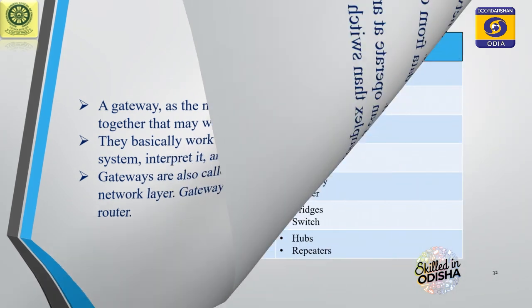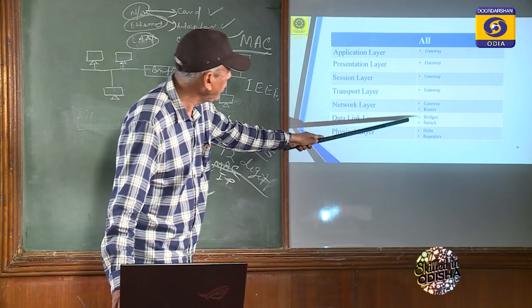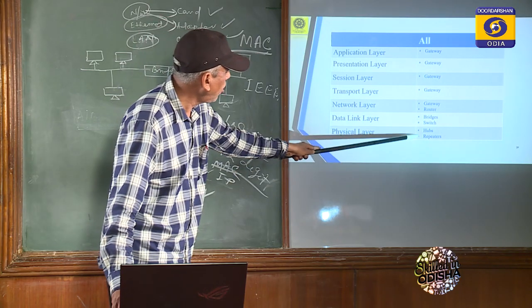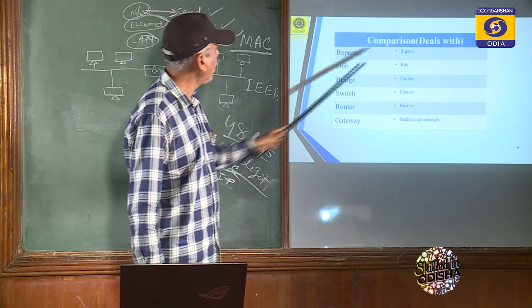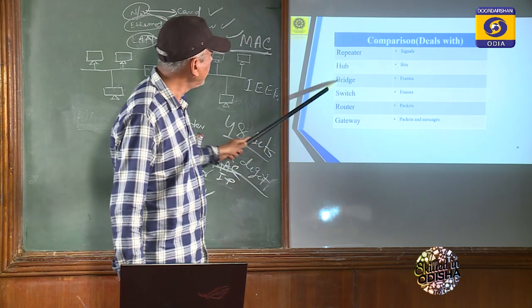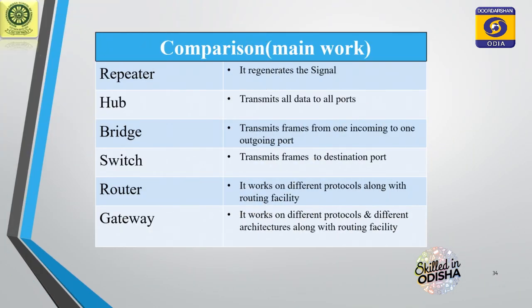Then the gateway works on all layers. Router, network layer. Bridge and switch, data link layer. Hub and repeater, physical layer. The repeater deals with signals. The hub deals with bits. These two deal with frames. These two deal with packets. So accordingly, we follow this comparison.